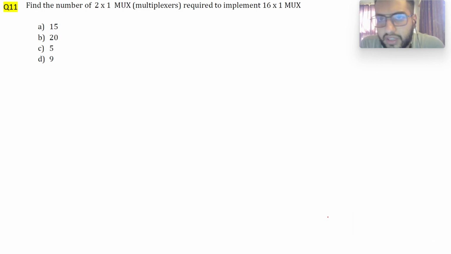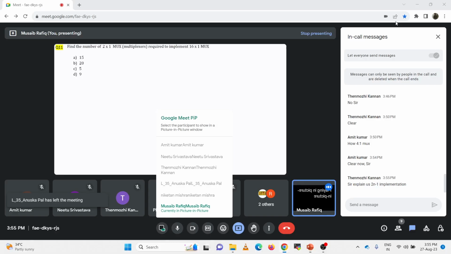How many 2 is to 1 mux are required to implement 16 is to 1 mux? Here are your options, and you need to tell me how many 2 is to 1 mux.